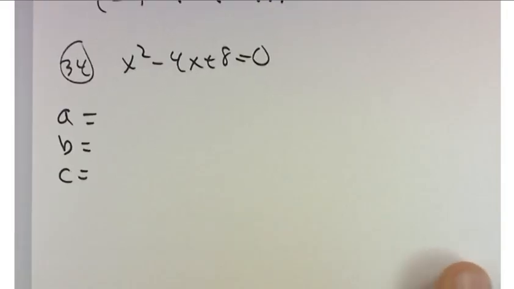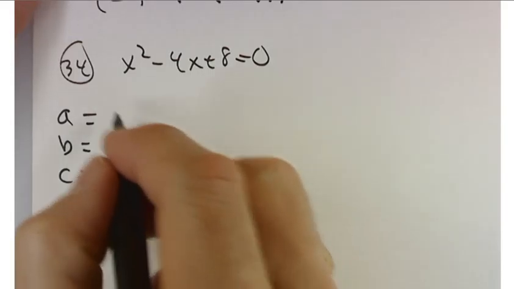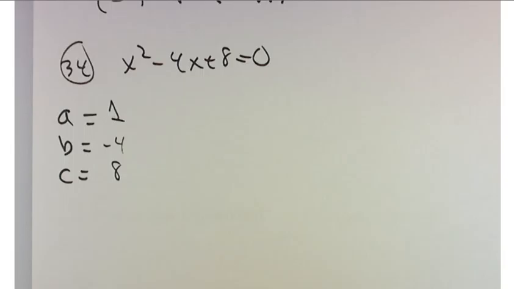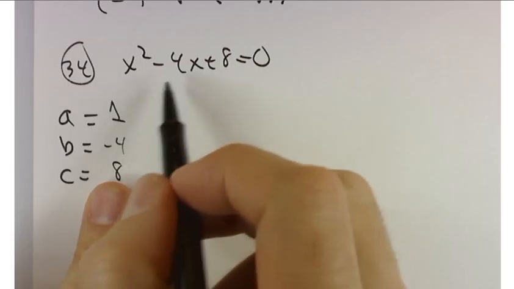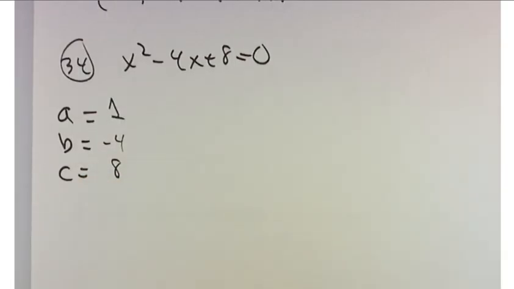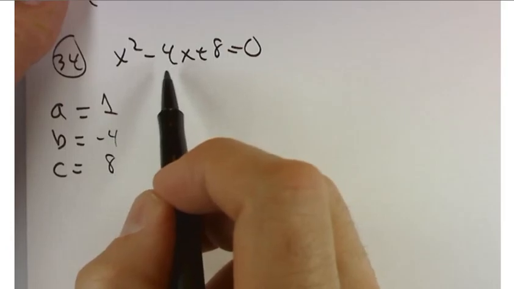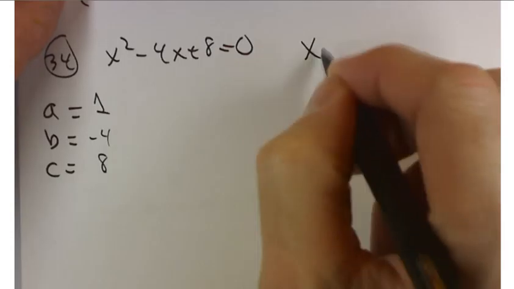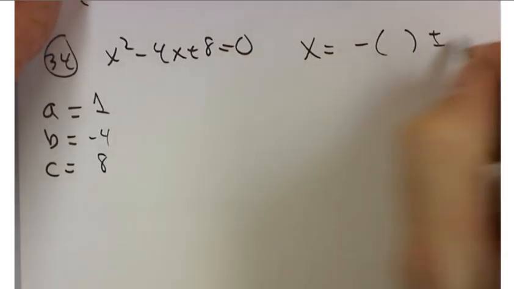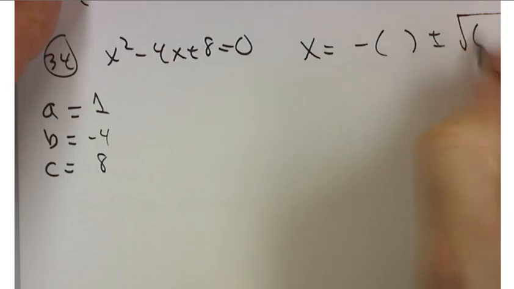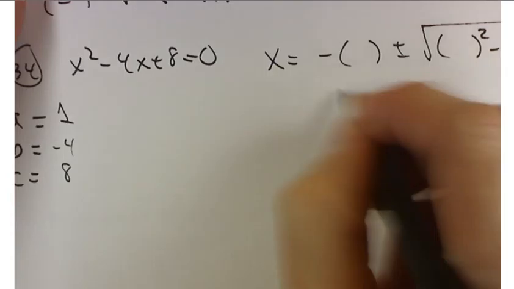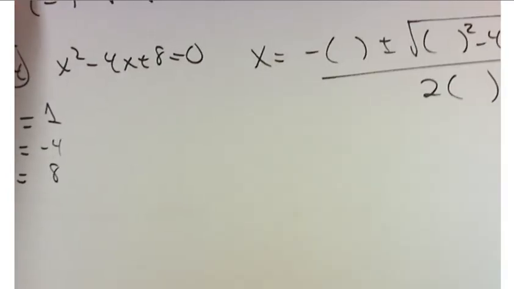Mark, what would A, B, and C equal in this case? 1, -4, and 8. Good. Notice that Mark correctly nailed it on B. It's -4. And this is a good example for another reason, in as much as that negative b can be kind of a problem. So we get, let's see, x equals the negative of b plus or minus the square root of b squared minus 4 times a times c, all over 2 times a.